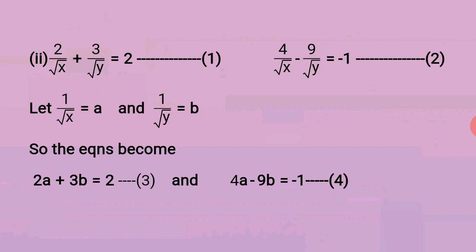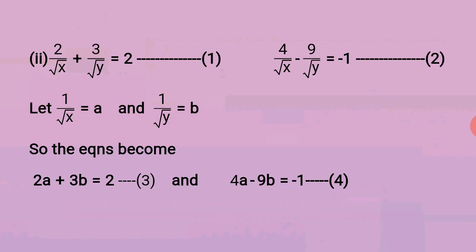So the substitution is 1 by root x equal to a and 1 by root y equal to b. It's not compulsory every time to take a and b. You can choose any other variables, except x and y, because x and y are already there in the given equations. So the equations now become 2a plus 3b equal to 2 and 4a minus 9b equal to minus 1.